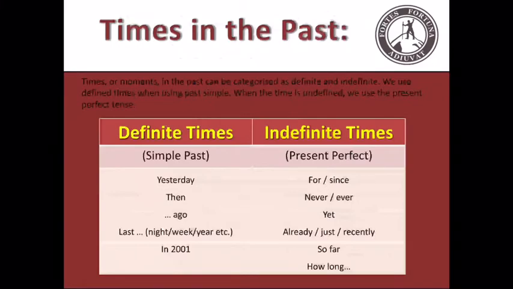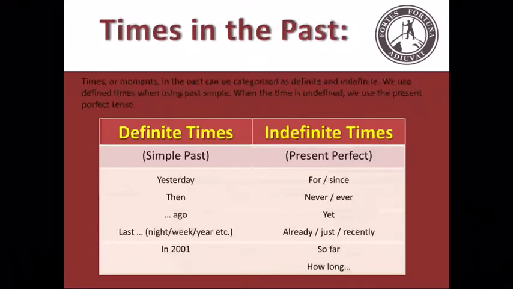Here's a little table that shows us a few of the words that we use in simple past, definite times, such as yesterday, then, ago, as in 5 years ago or 5 days ago, last night, maybe last week, last year, last Monday, and in 2001. Those are all definite times and appear in many simple past sentences.